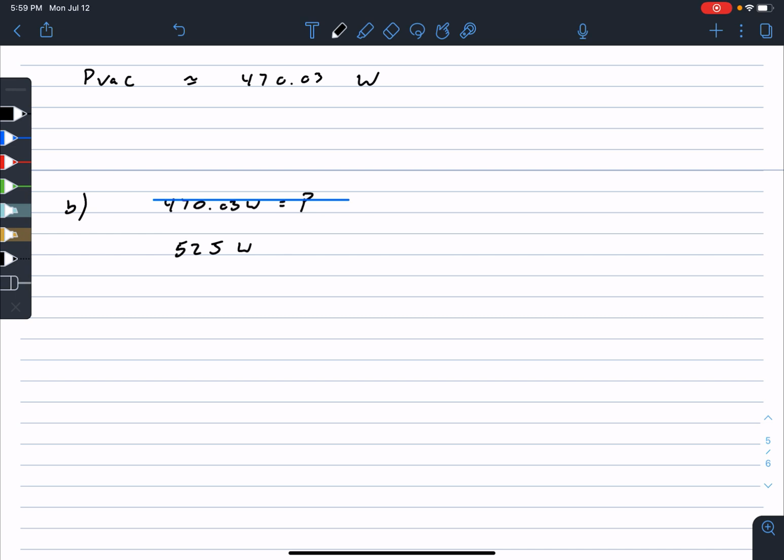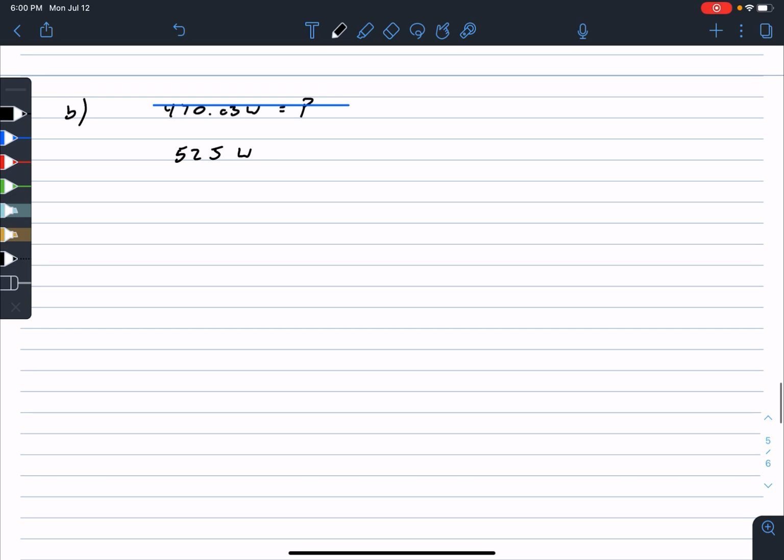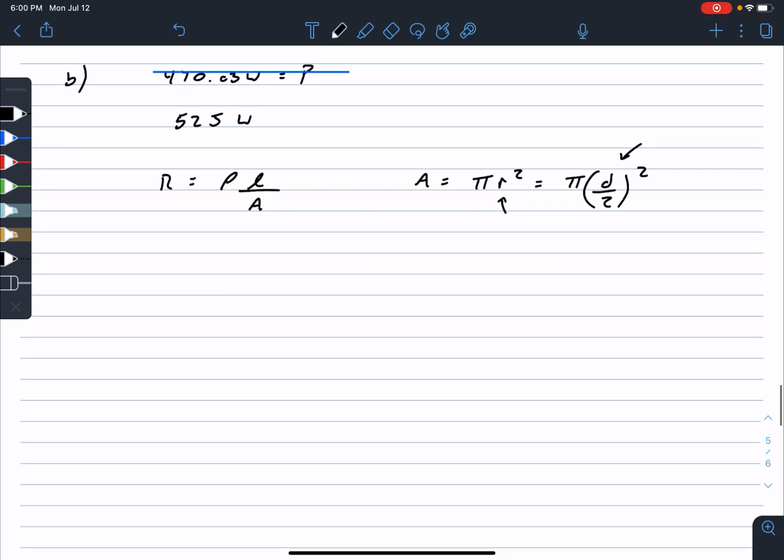So they define these in terms of gauge, right? But it says what is the diameter of each of the conductors inside the wire? So you have your 2 conductors inside the wire, right? Well, we have a formula that's really useful. Resistivity times the length of the cable over cross-sectional area, where the cross-sectional area is defined in terms of pi r squared, which is also pi times d over 2 squared, where d is our diameter. D over 2 is radius. Okay, so we plug that in.